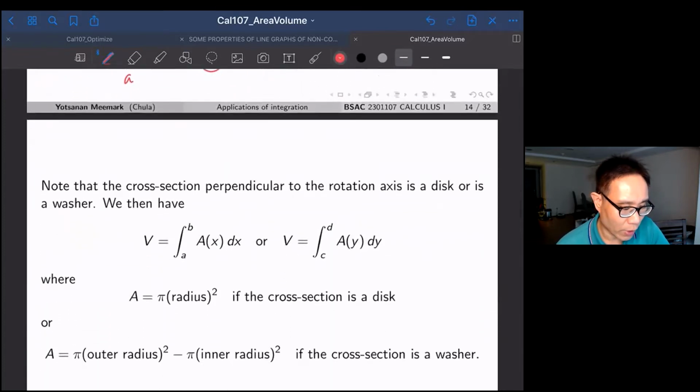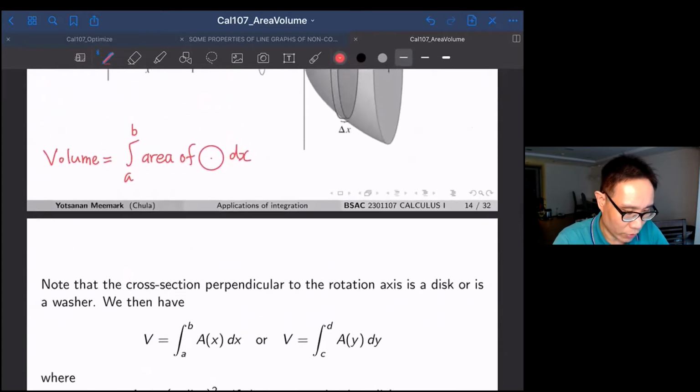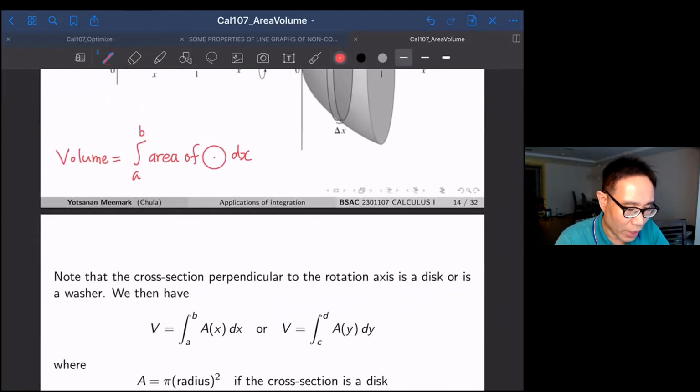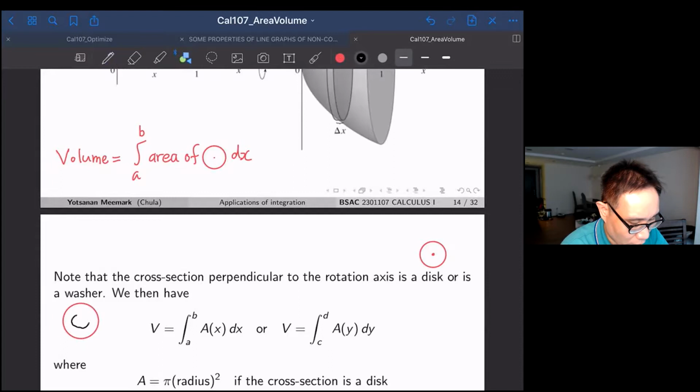Note that the cross section perpendicular to the rotation axis is a disc or a washer. So what does it mean for being a disc or a washer? A disc is just a circle, and it's gonna look like this one, together with the center. The washer turned out to be some kind of a donut. So you have inside and outside, and it's gonna give you a ring like this one.